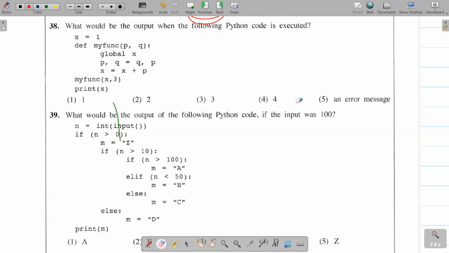Right. 38. What do we have here? What would be the output when the following Python code is executed? Okay. Let's see. X equals 1. So this executes.